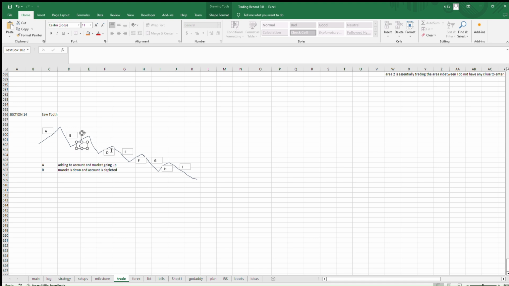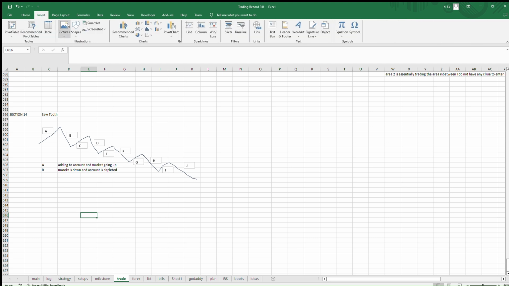And this is a repeated cycle. It repeats here, here, here, here. So for B, the market is down and the account is depleted. Generally, that's how it works for people like myself. So the idea then is, how do I flip this around?